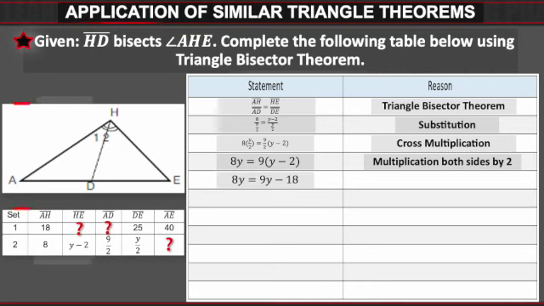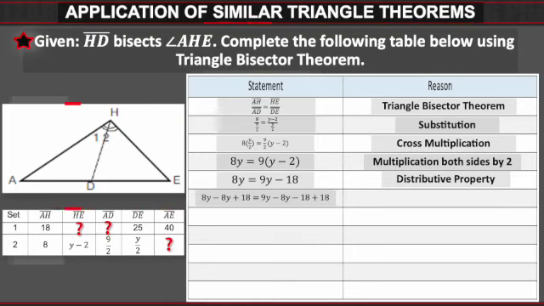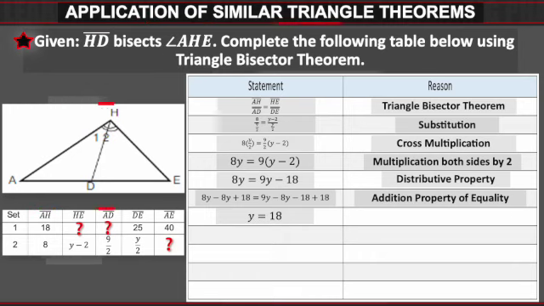Next. So, pansinin niyo, we can do what we call distributive property. So, yung 9, we can multiply to y, which is 9y, and 9 times negative 2 is negative 18. That's it. Next. And simplify natin yung kanina, yung addition property of equality. So, 8y minus 8y plus 18 equals 9y minus 8y minus 18 plus 18. So, let's simplify them all. The value of y is equals to 18. The reason is, of course, addition and subtraction property.